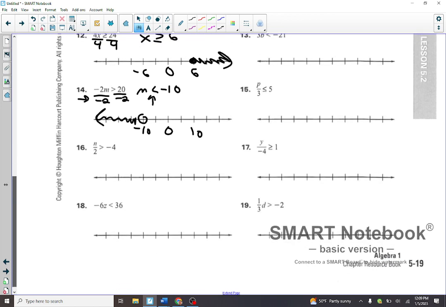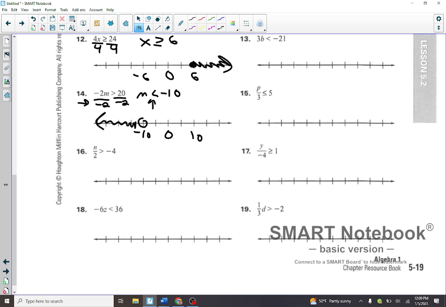Any harder questions? Let me see. I'll do 17 just to make sure. Because you have it as divided by -4, I'm going to multiply both sides by -4. Even though it's multiplication, I am still going to flip it. So y is less than or equal to -4. Closed circle on -4, and it's to the left. This is less.